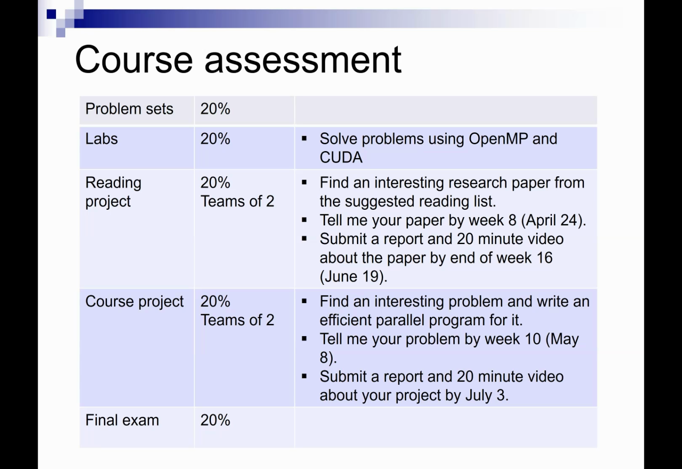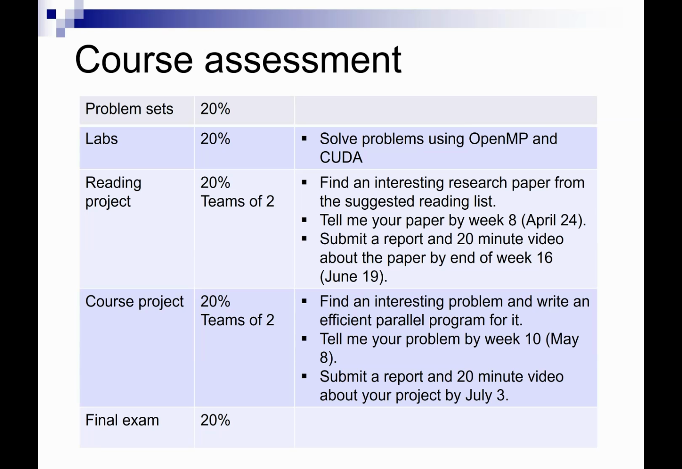So the reading project basically is a way to expose you to the research literature that's happening in parallel computing. Okay, so in this class, we'll mostly be talking about some of the fundamental concepts in parallel computing. But it's good for you to get exposure to some of the state-of-the-art also. And so for this reading project, I will propose a reading list which I'll put online. So the reading list is going to consist of interesting research papers on different research frontiers in parallel computing.